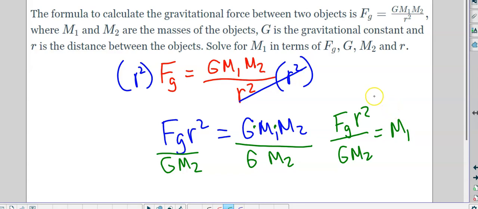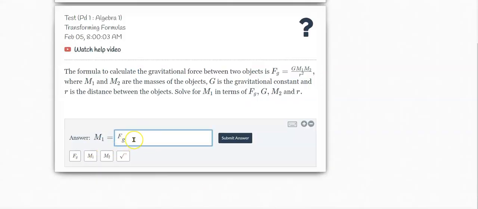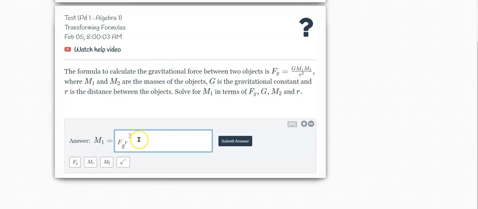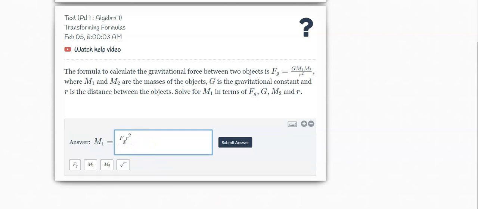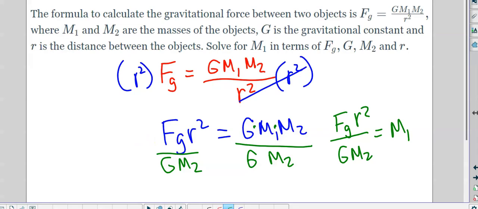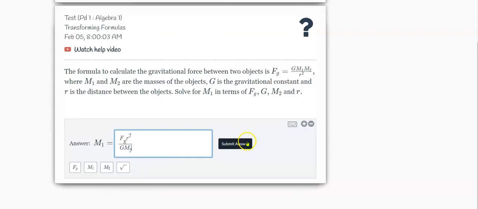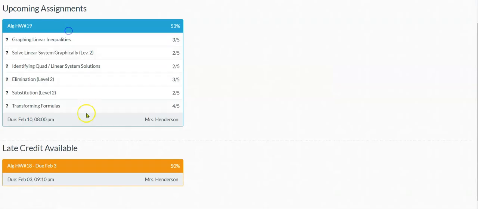So again, it's always the same inverses. Dividing, multiplying, adding, subtracting. Now we're going to type this in. F sub g r squared all divided by, what was it? G m sub 2. Capital G m sub 2. All right. Okay, good luck.